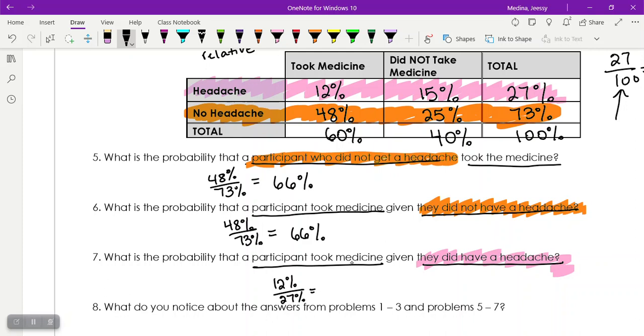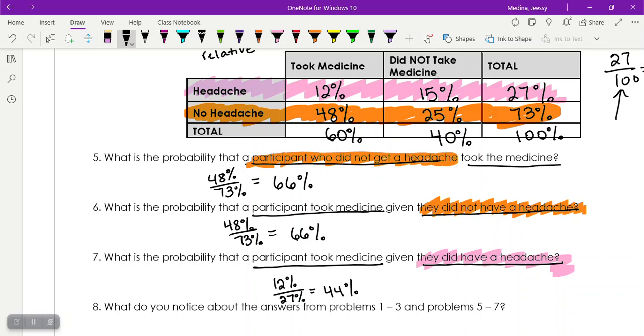40, 71%? You sure? 27 is close to 30 and half of 30 is 15. So that would be 15, not 70 something. 44%?